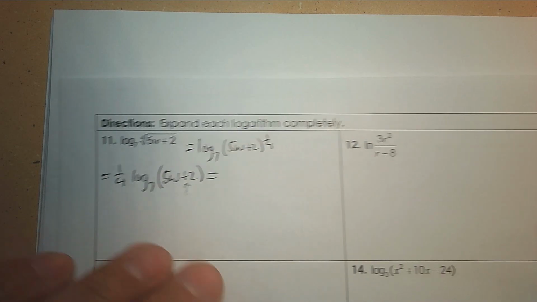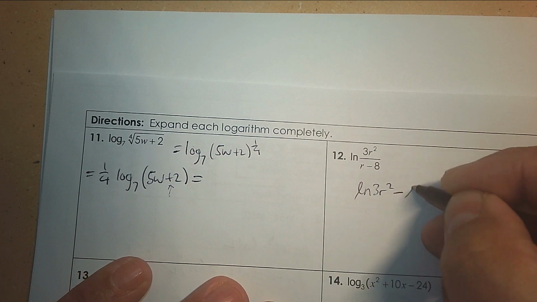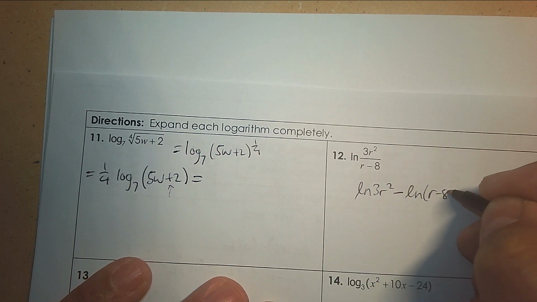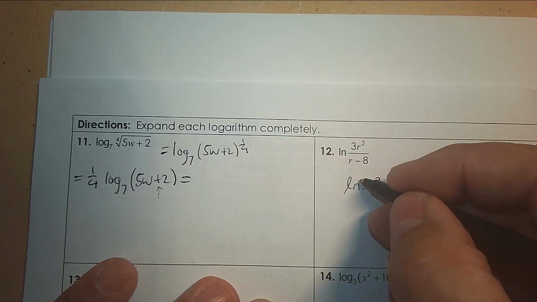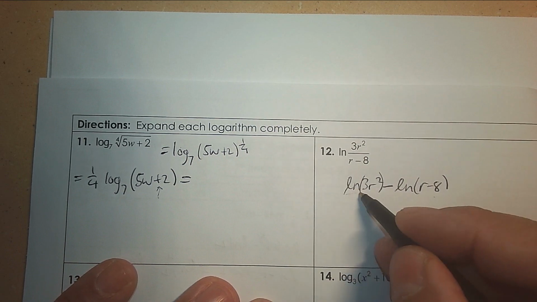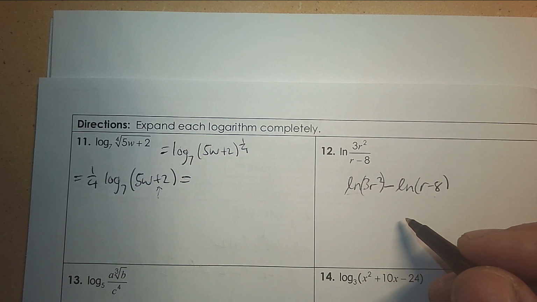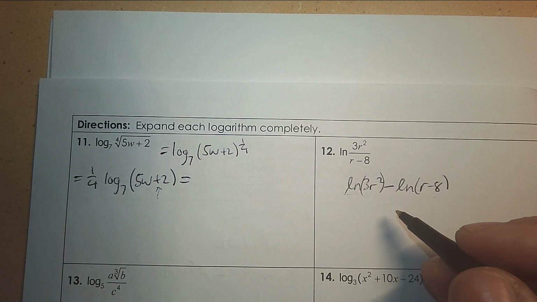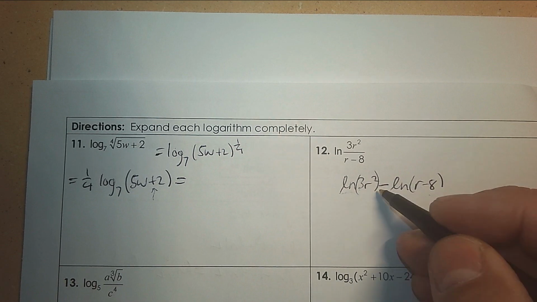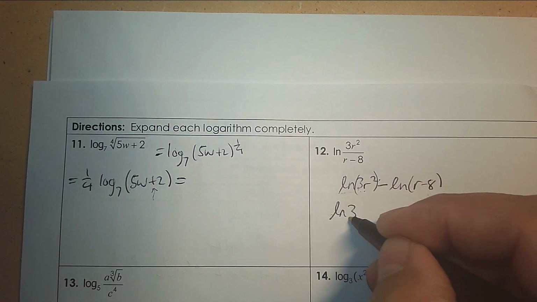Number 12, dividing I can do. So dividing means I'm subtracting. And make sure you use parentheses. So it's the numerator subtract the denominator. Make sure you write ln and then ln again. If I see an exponent, I can do something, and multiplying I can do something. So ln 3, so it's 3 times r squared. So ln 3, when you multiply, you're adding.